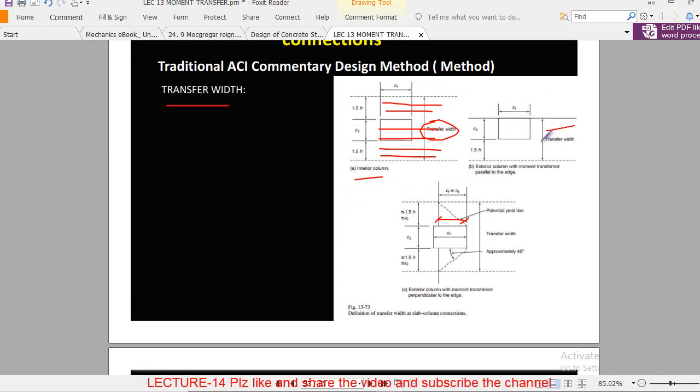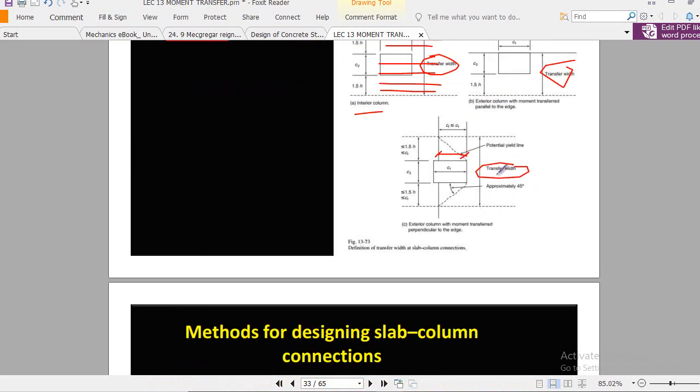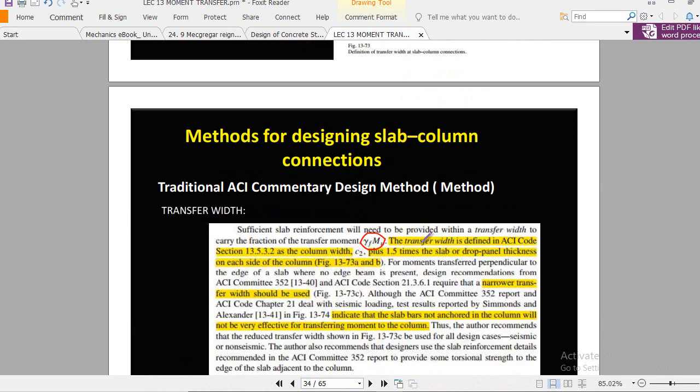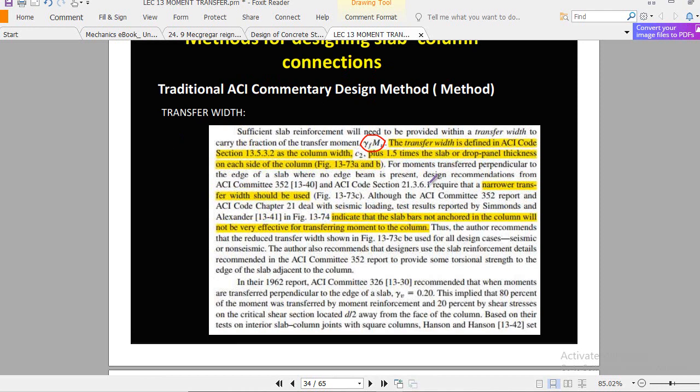You see here, and similar you see here. And to transfer the moment, the unbalanced moment portion from the slab to the column by direct flexure, the transfer width is defined by the ACI code. This is C2 plus 1.5 times the slab or the drop panel thickness. Remember, if a drop panel is present at the column location, you have to use the drop panel thickness.